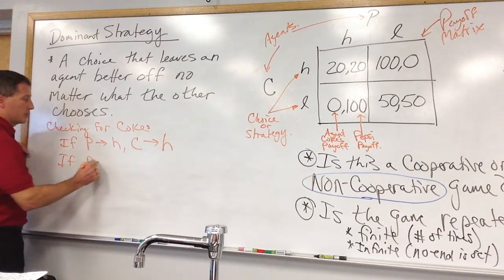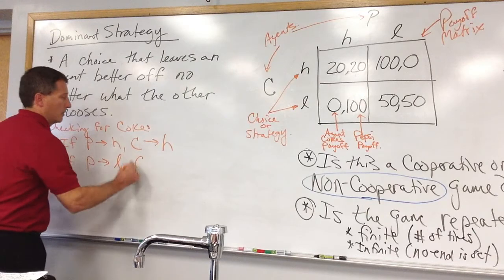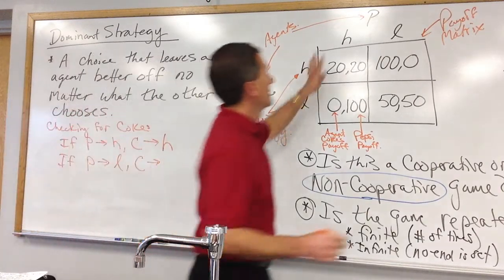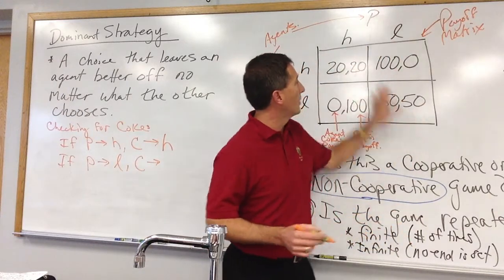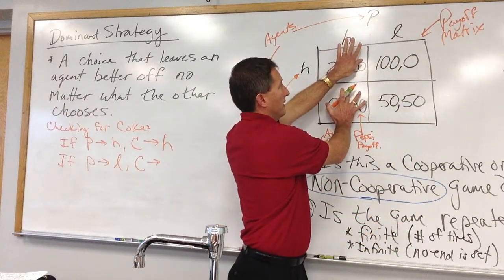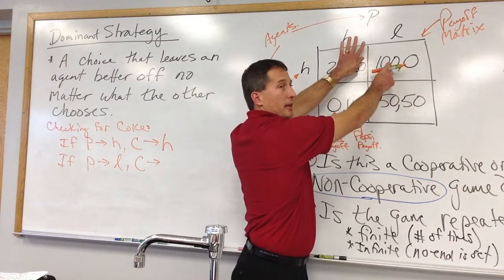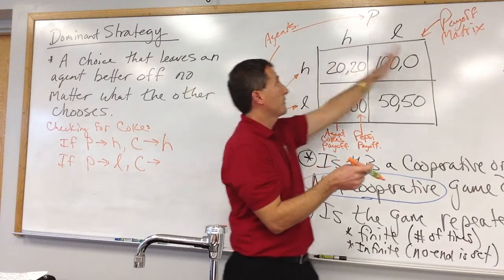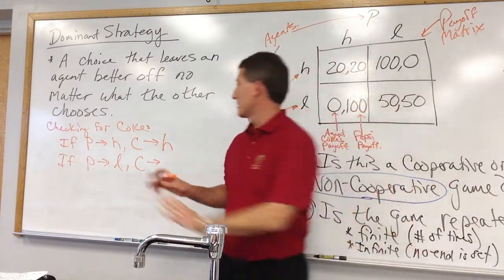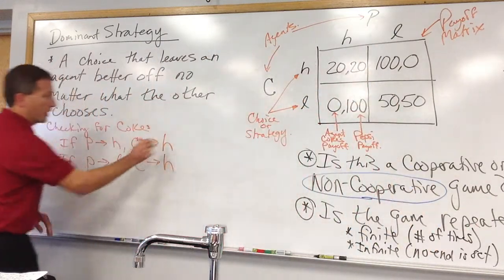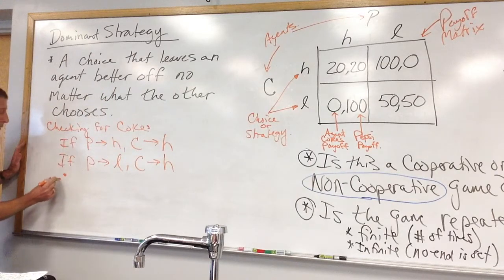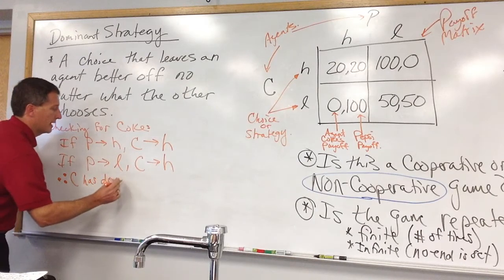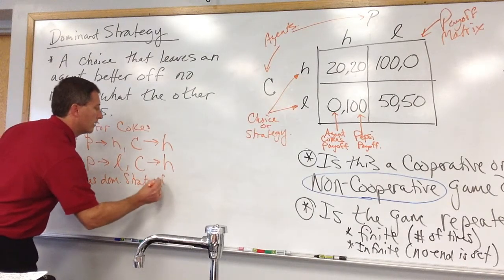If Pepsi chooses low, Coke would be best off choosing high. So if Pepsi chooses low, we can ignore this data. 100 is greater than 50, so Coke would be better off choosing high. So what we've determined then is no matter what Pepsi does, Coke is better off choosing high. Therefore, Coke has a dominant strategy of high.